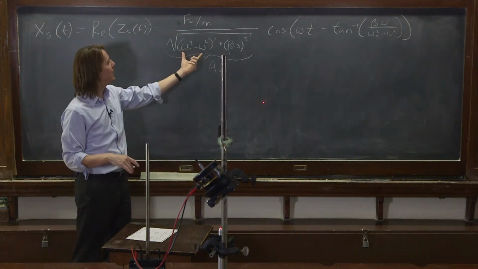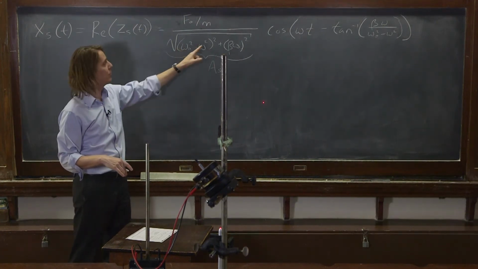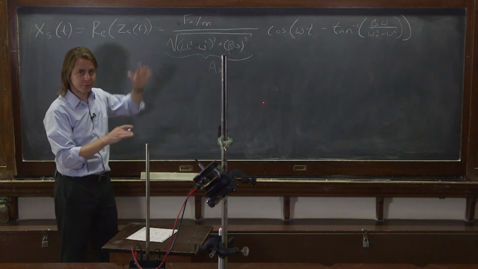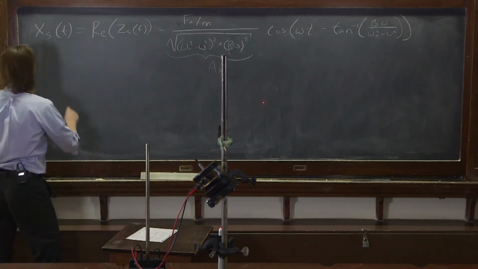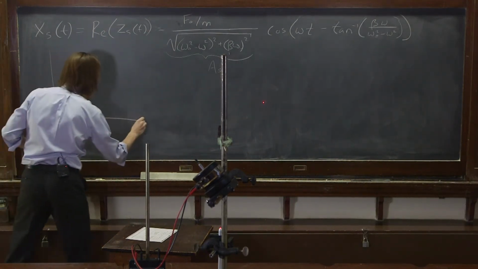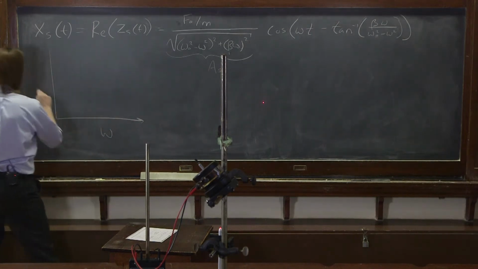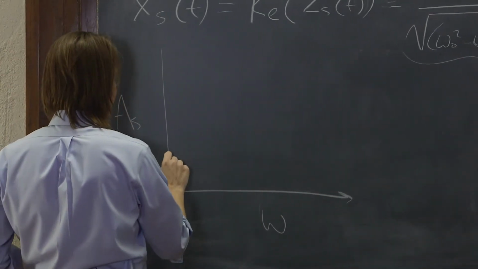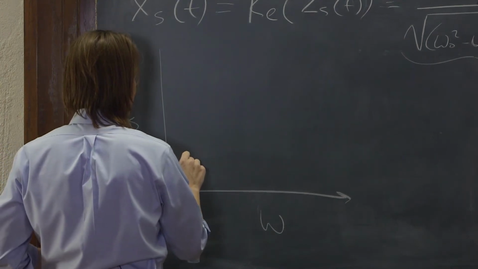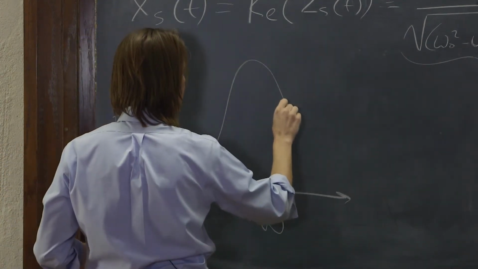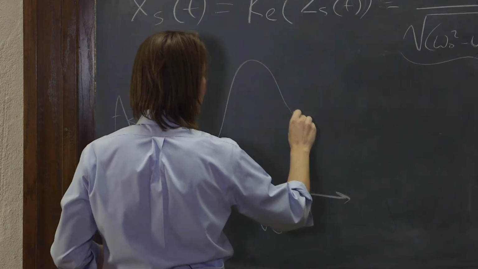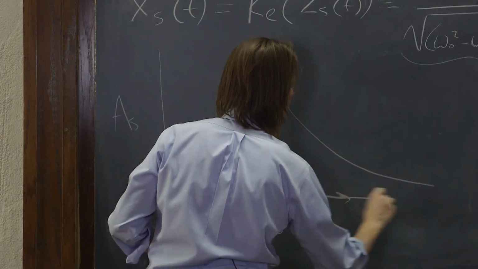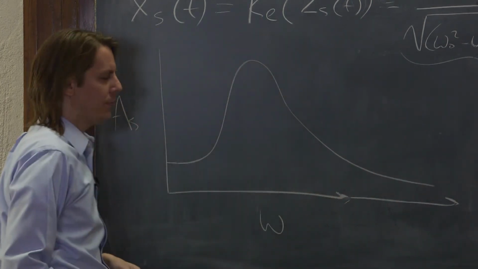And then when you're far from omega naught, this term becomes bigger. It becomes really big because it's squared, and then it drives the amplitude back down. So if we were to plot it, it looks something like this. If you plot omega on this axis and steady state amplitude on this axis, you get a finite amplitude down here at low frequency, and then you get a peak near omega naught, and then it tends to 0 at higher frequencies.